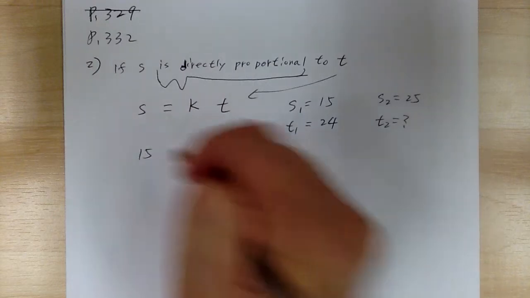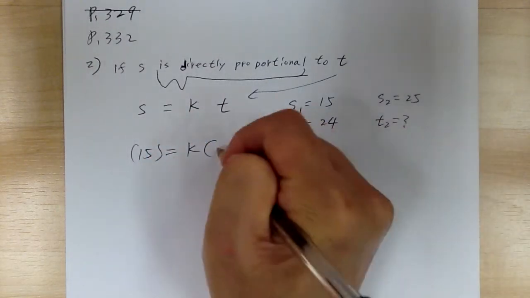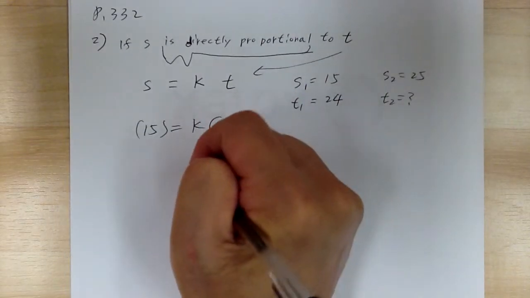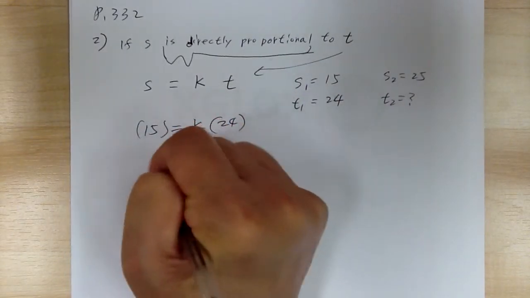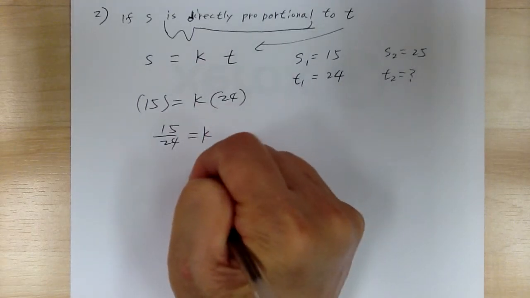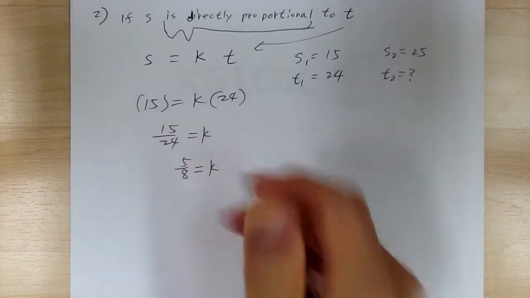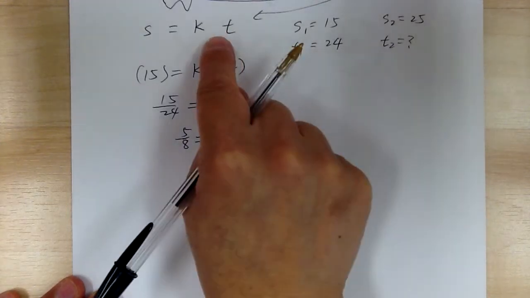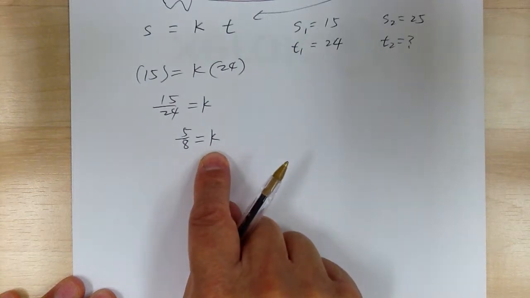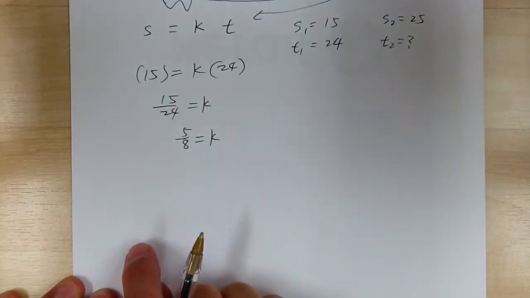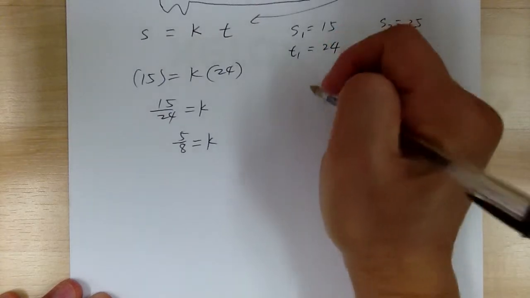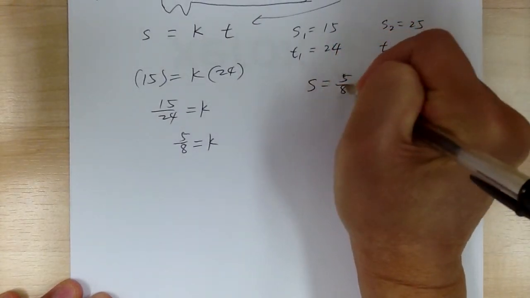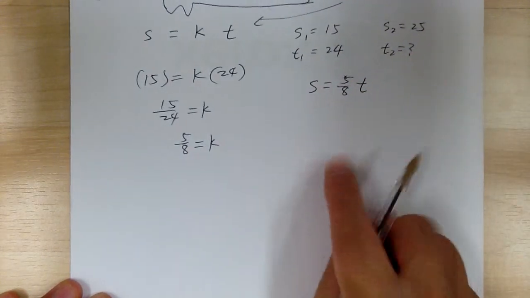You're going to get 15 equals K times 24. You want to use the first set of information to find K. So K equals 15 over 24, and you can reduce, so 5 over 8. As soon as you find K, you need to update your information. The K will stay the same throughout this entire problem. So I'm going to have S equals 5 over 8 T. That's my equation.